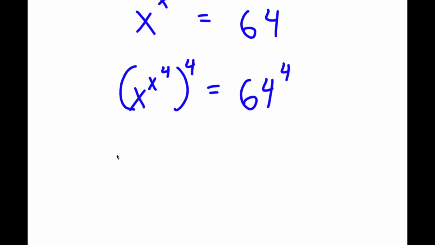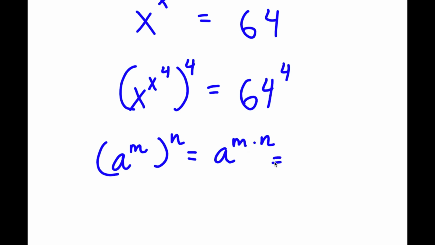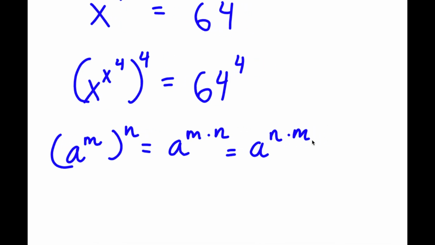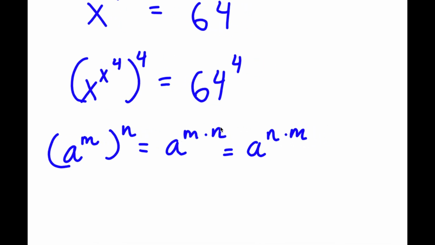Now, if I have something in the form a to the power of m to the power of n, this is the same thing as a to the power of m times n. And m and n, I can actually change the place of these two. So this is the same thing as a to the power of n times m. Now, if a to the power of m times n is equal to a to the power of m to the power of n, this means that a to the power of n times m can equal a to the power of n to the power of m.